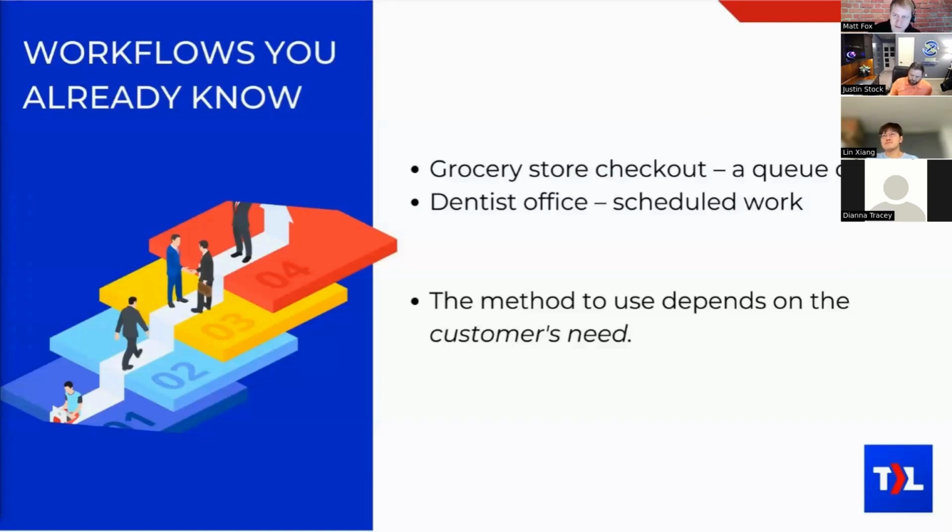That means that if a customer doesn't really care when the work gets done, other than, hey, as soon as possible, and they don't care about any particular time of day, then you should be using more of a queue of work. If a customer does care about what particular time and day work gets done, then go ahead and schedule it, like a dentist office, for example.